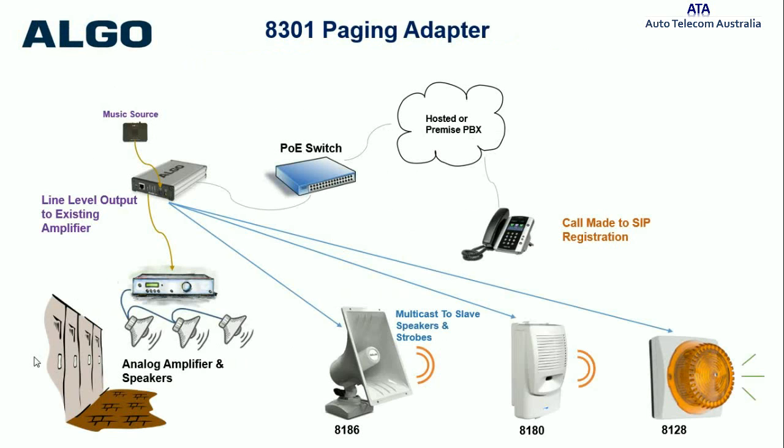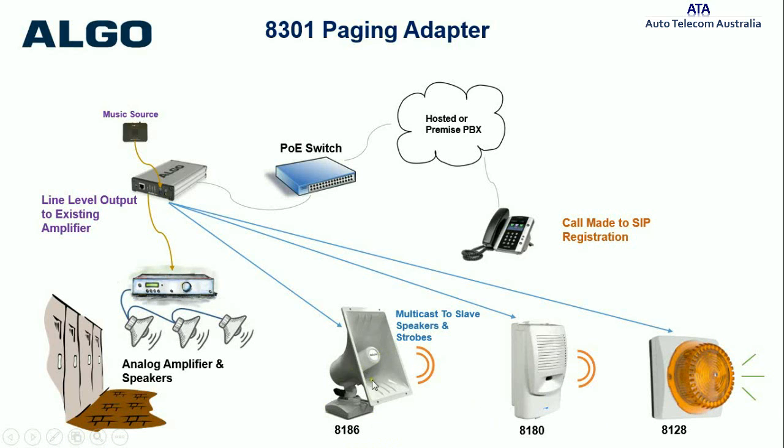We've talked about that. So now we've got a paging adapter here that we can have a call made to a SIP registration, via hosted or on-premise. You've got a PoE heading off to your Algo 8180. Put a music on hold source in there because we want music playing through our speakers on this particular site. Then the system answers, and then it pages. It's got the analog output for your existing amplifier, and of course your speakers.